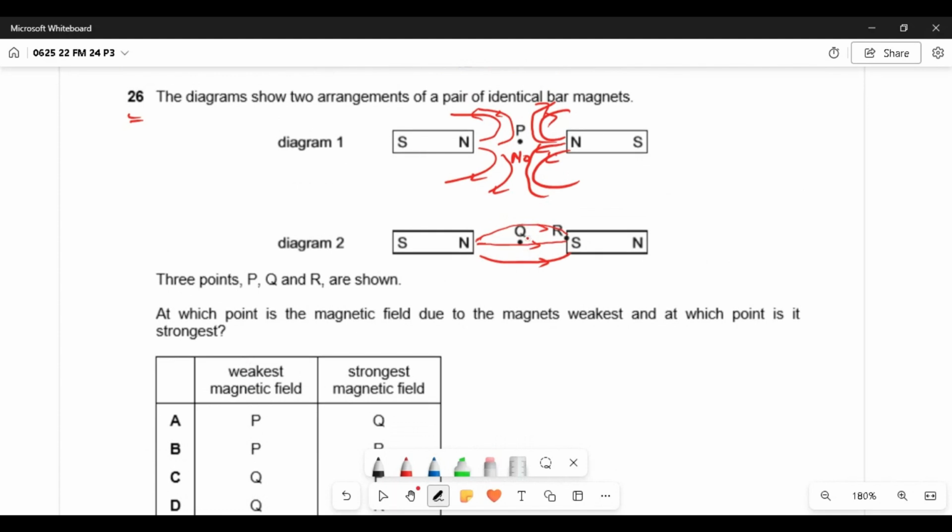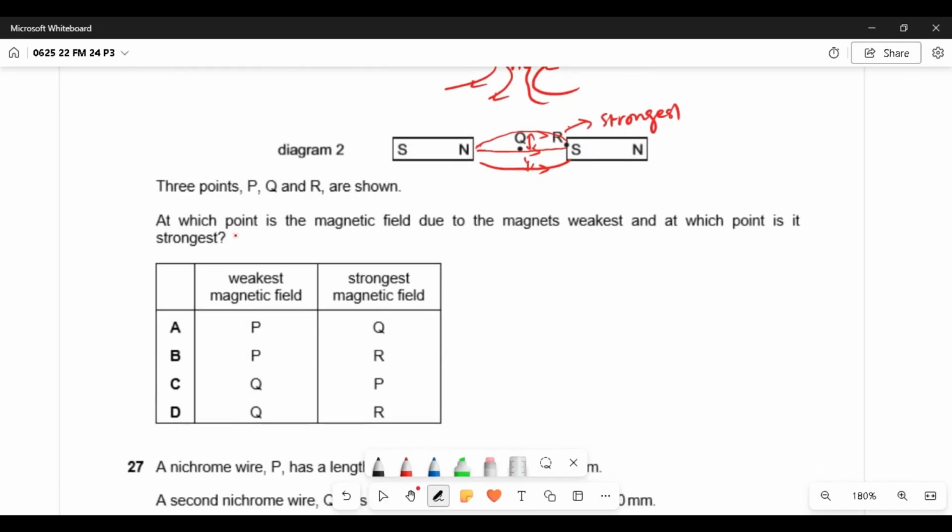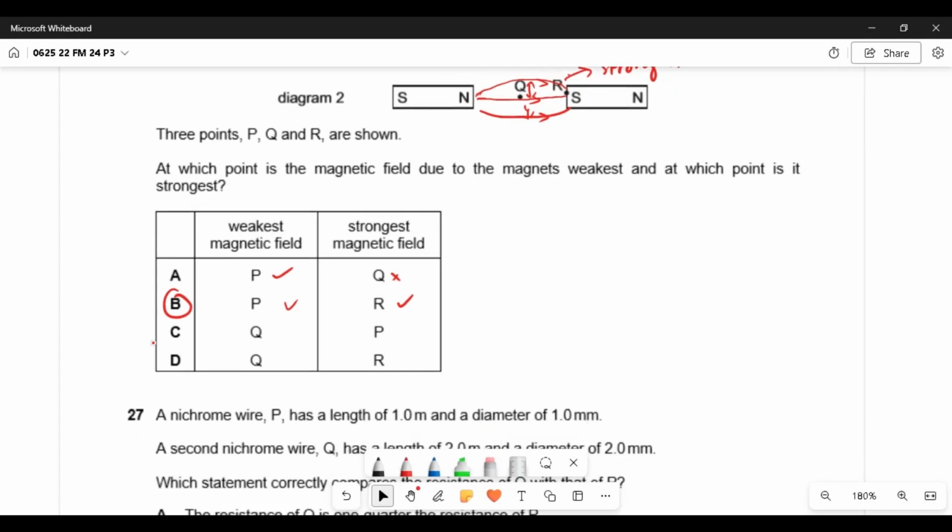From Q and R, at Q there is a large gap between these lines, so it is weaker than R, because they are close. When magnetic field lines are closer, the field is stronger, so R is the strongest magnetic field point, whereas P is the weakest. So the weakest point is P, but the strongest is R, not Q. So our option P is the right choice.